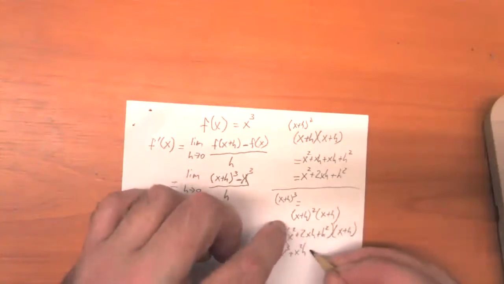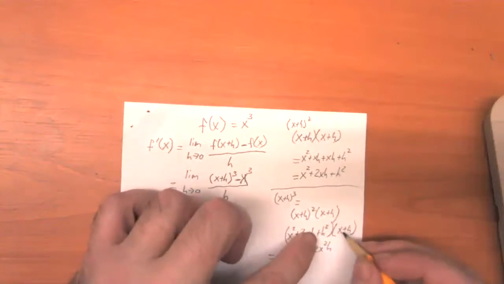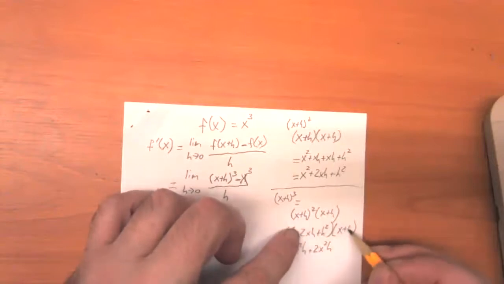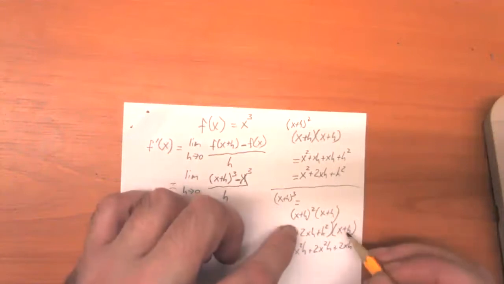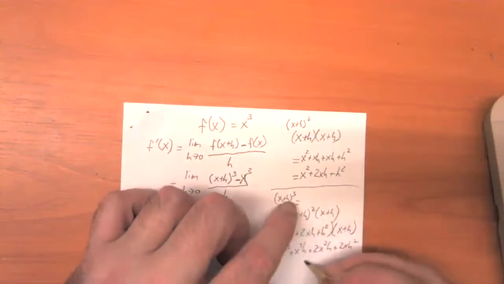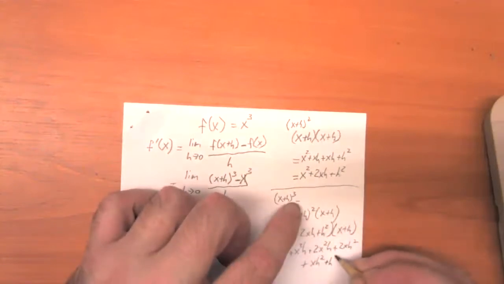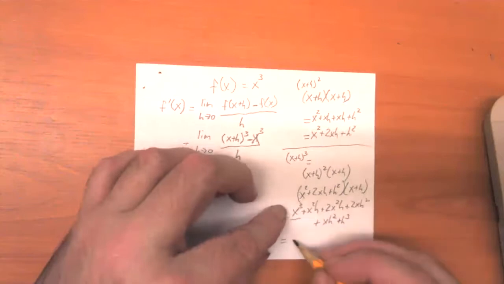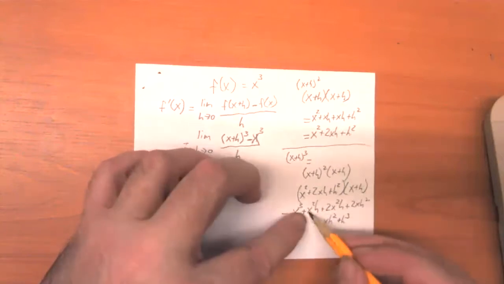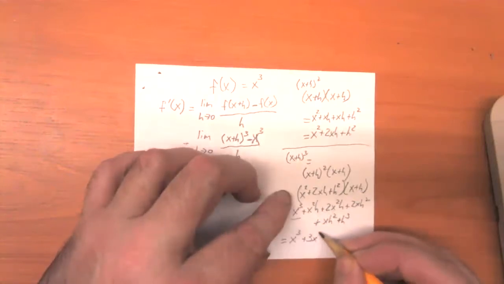2xh times x is 2x squared h. We've got 2 x's and 1 h. 2xh times h is 2xh squared. H squared times x is xh squared. And finally, h squared times h is h cubed. So combining all of those like terms together, x cubed, we've got an x squared h, and then we've got 2x squared h. So that's a total of 3x squared h.